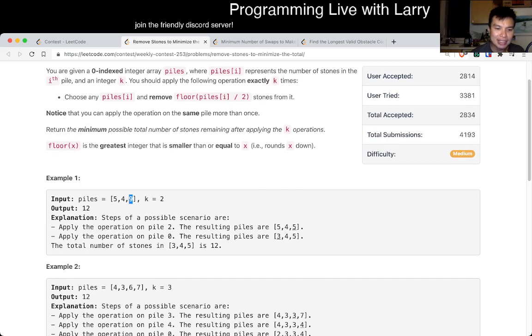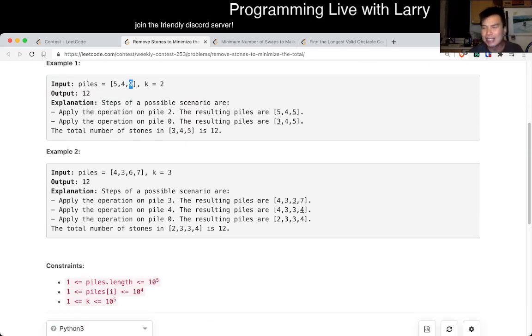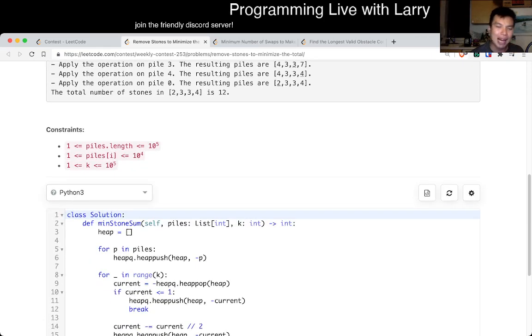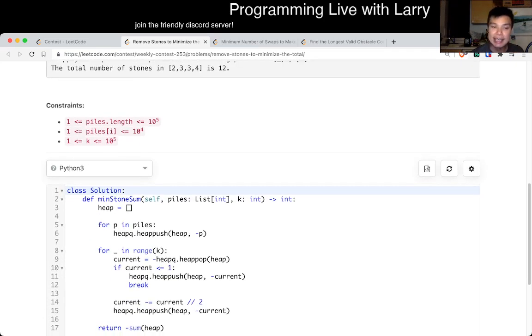Of course, given that n is 10 to the fifth, if you implement it in a naive way, that's going to be n squared. So here we use the magic tool of a heap. Keeping in mind that in Python, a heap is a min heap, I convert it to a max heap by multiplying everything by -1.